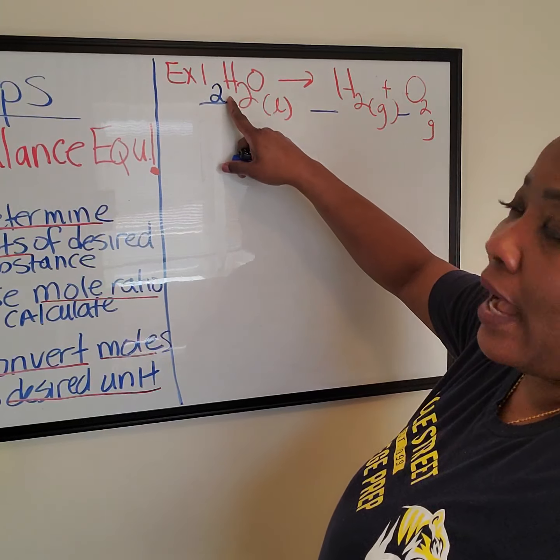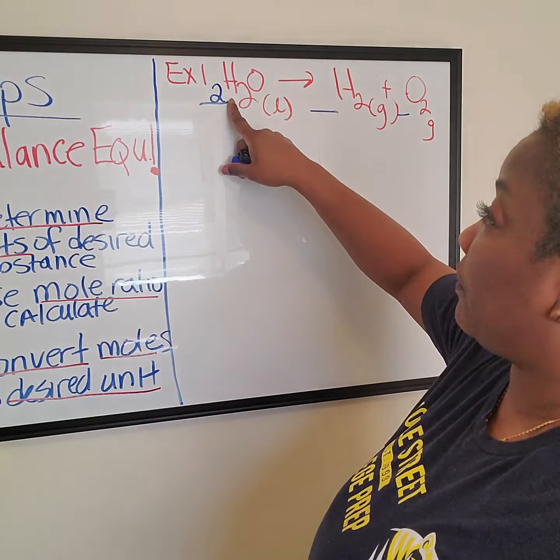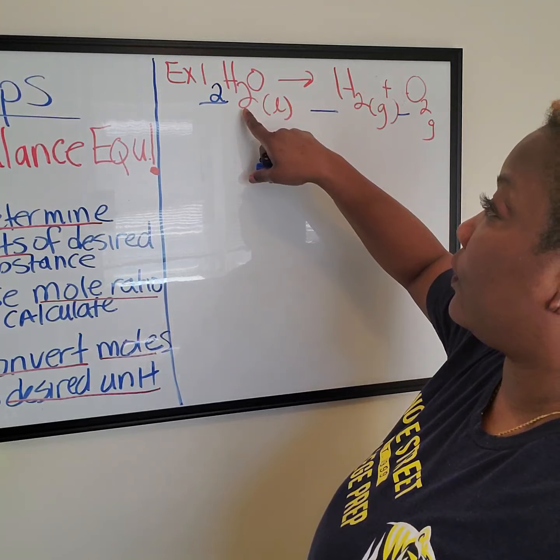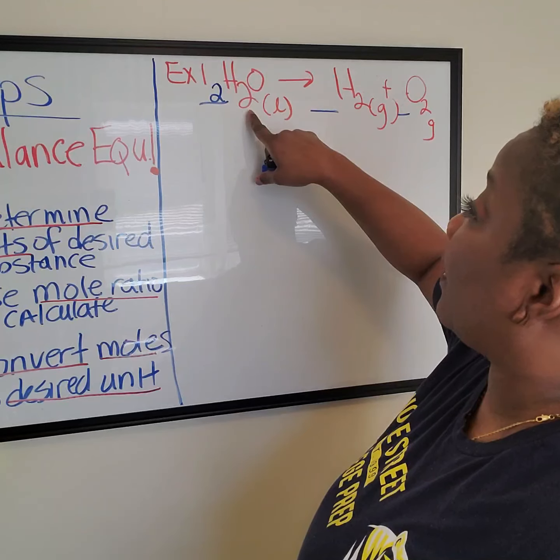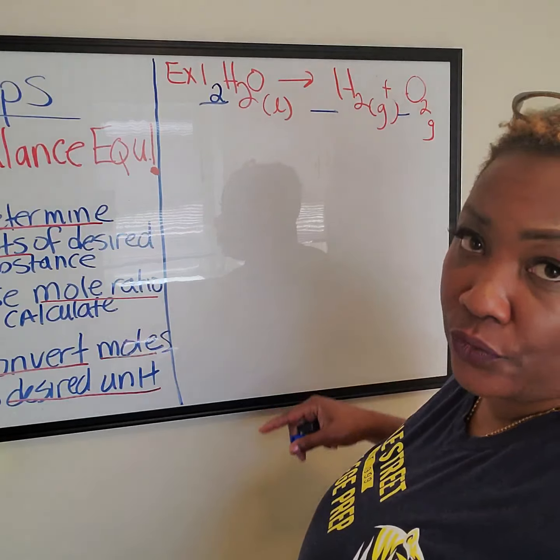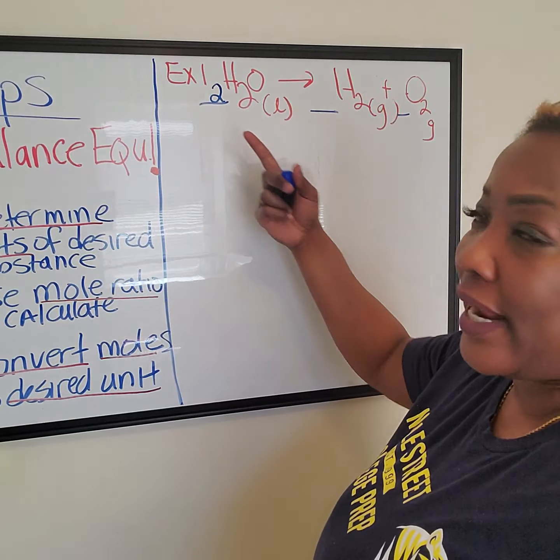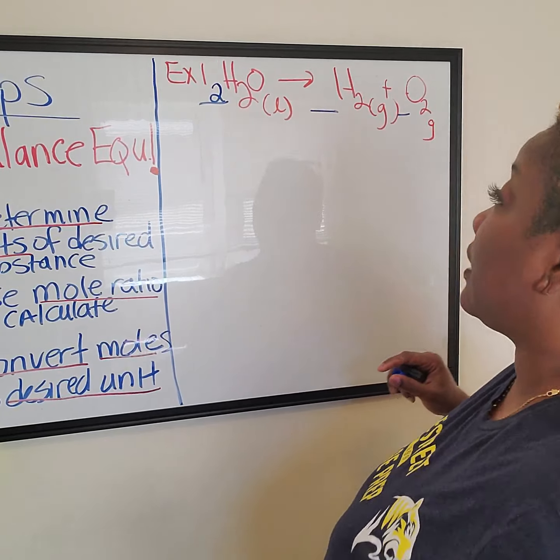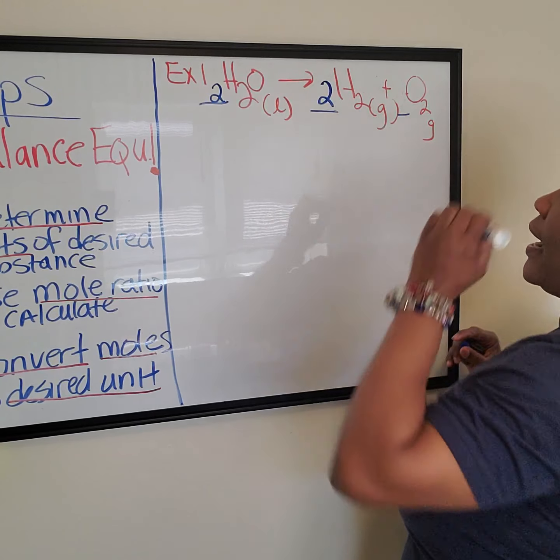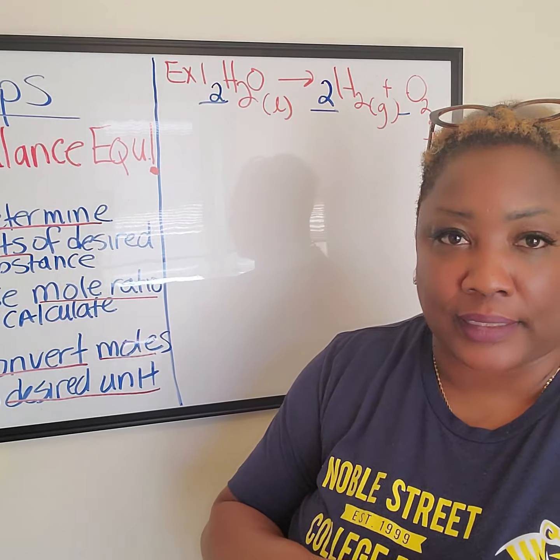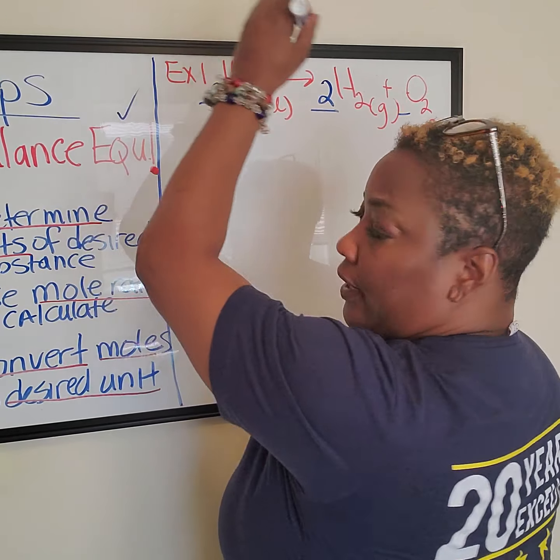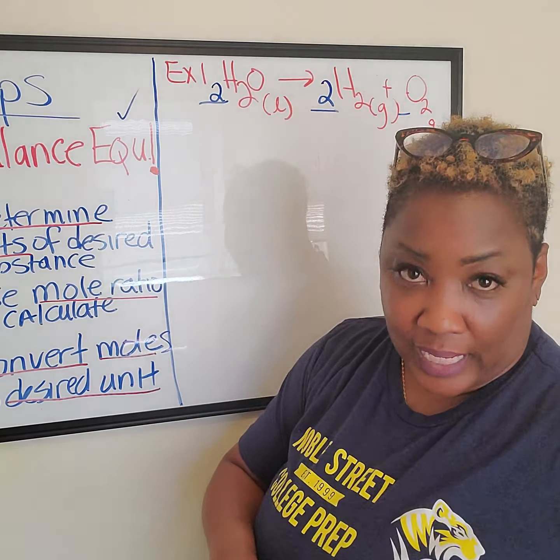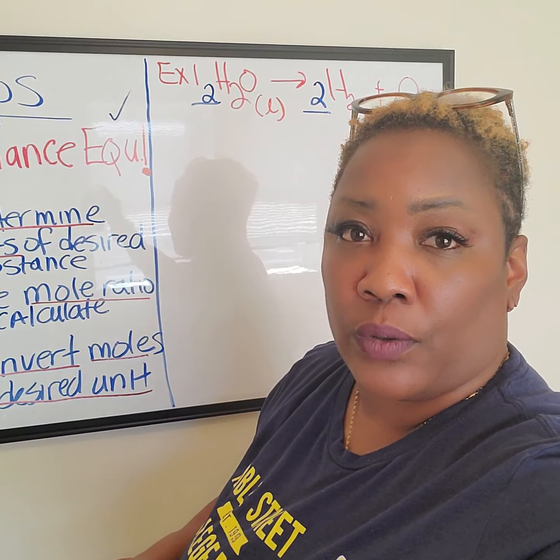But now I've affected the amount of hydrogens, because there are 2 hydrogens over here on the product side and now there are 4, 2 times 2 is 4 hydrogens on the reactant side. So what do I have to do? Using multiplication of factors, I put a 2 in front of my hydrogen, and now we have a balanced equation. Check, check, okay? Number 2, determine the units of the desired substance.